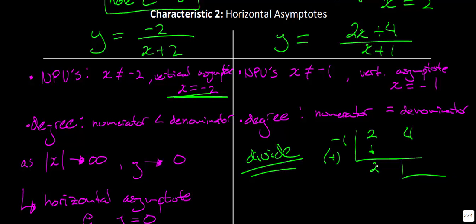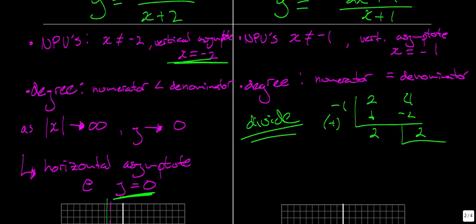Now that I brought down the 2, 2 times -1 is -2. 4 plus -2 gives me a remainder of 2. Now that we have all that, we can use that information to write our function in a different way. We can write the function as y is equal to my quotient first, plus my remainder, all divided by my divisor, x plus 1.